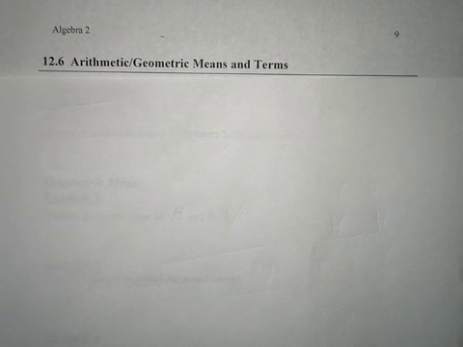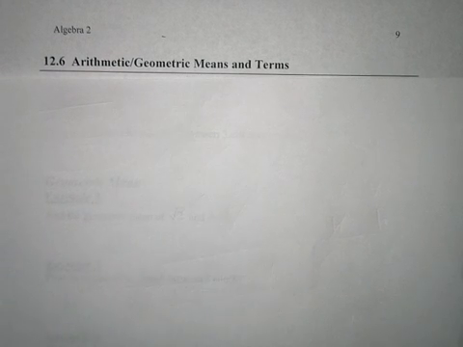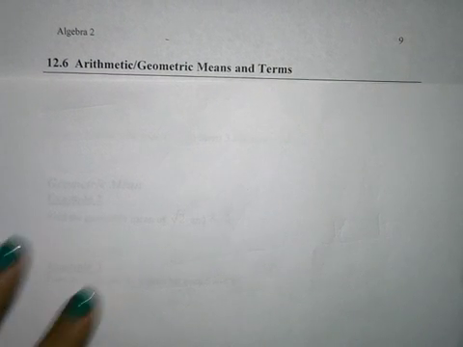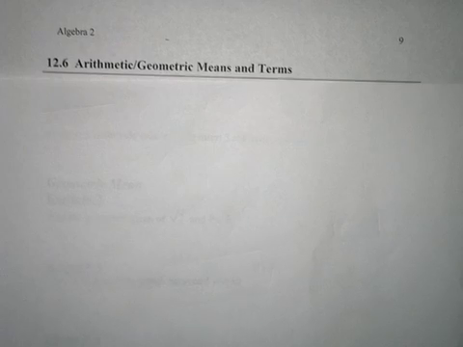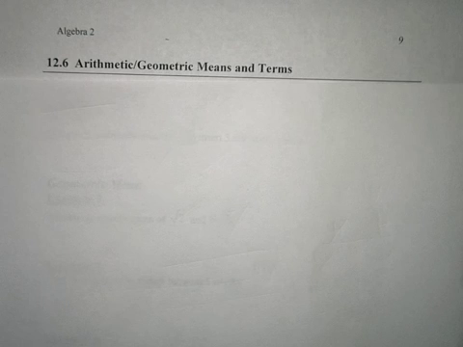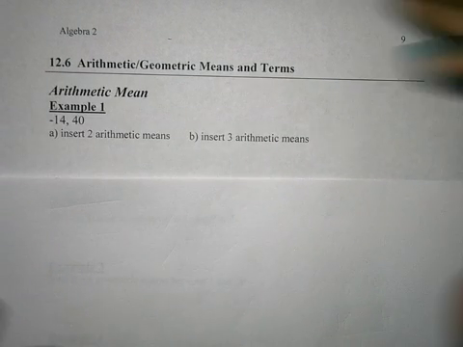Today we're going to be looking at 12.6, which is arithmetic and geometric means, and then finding specific terms. So an arithmetic or a geometric mean means that I give you a starting term and an ending term, and then I tell you how many terms I want in between, and you need to find what those terms in between are. So let's look at an arithmetic mean to start.